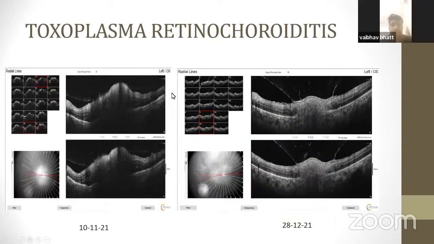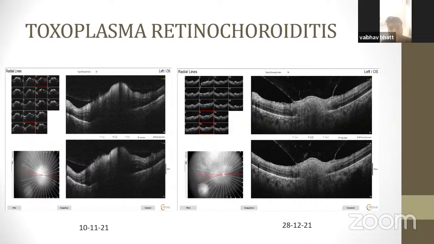Now I've taken up toxoplasma retinochoroiditis in the end because here we have the figure from one of our own patients, who presented to us in November 21 with this kind of OCT, which shows a hyperreflective retina. There is underlying choroidal thickening, which cannot be seen in this figure. As we treat the patient, and the patient comes after 1 month, we can see the hyperreflectivity goes down, and we can see the choroid now where it was not seen earlier.